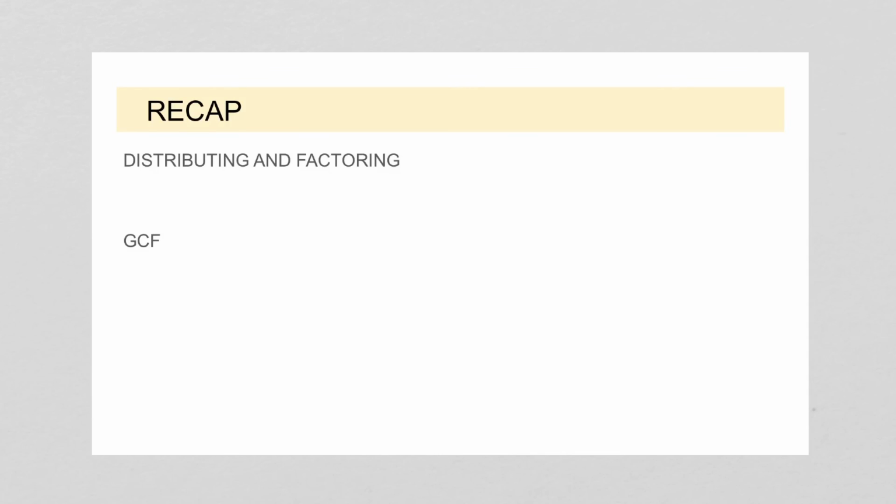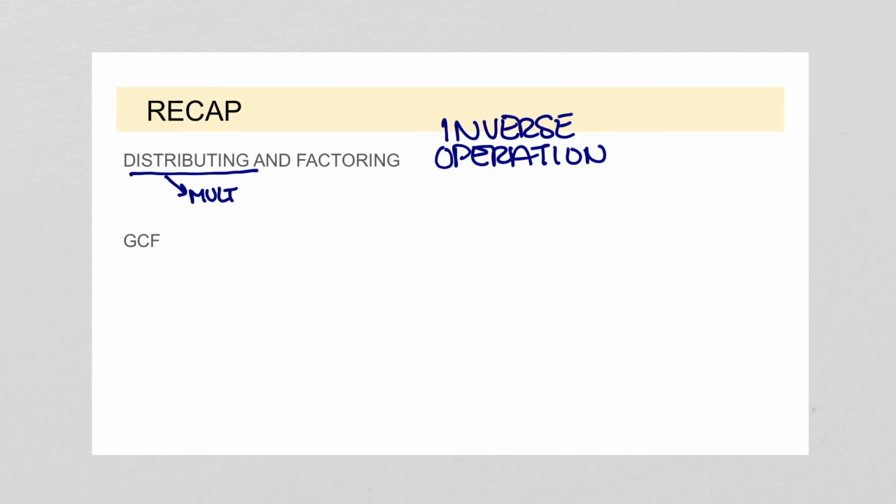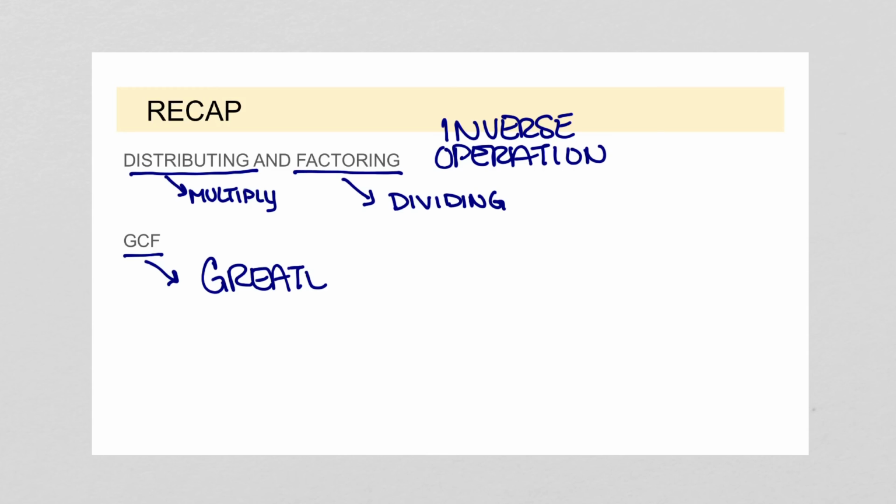So let's recap. Distributing and factoring are both operations that are the inverse of each other. So those are inverse operations of each other, right? And essentially we know that when we distribute, what we're really doing is multiplying across the parentheses. And when we factor, we're essentially reversing that and dividing out a common factor. And the GCF, what's significant about that is it is the greatest common factor.